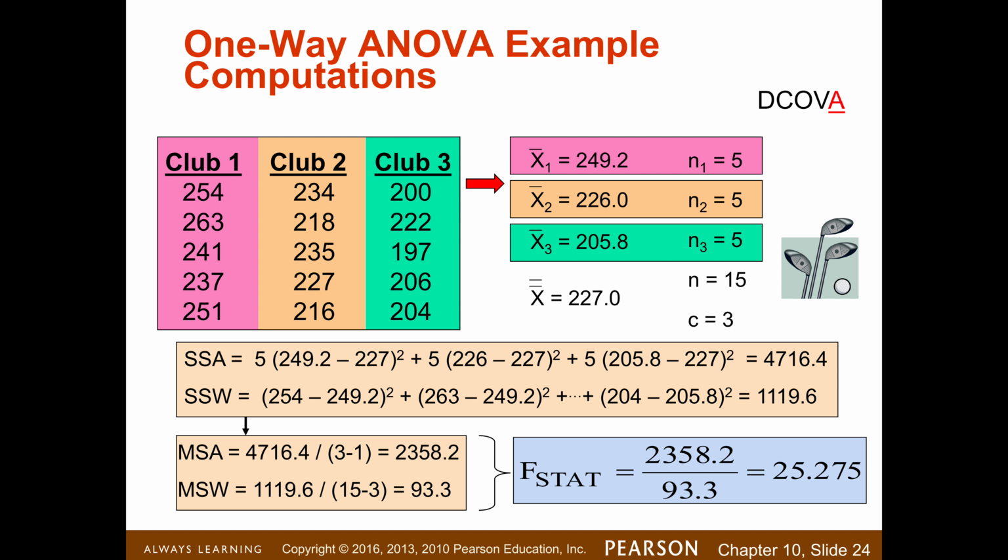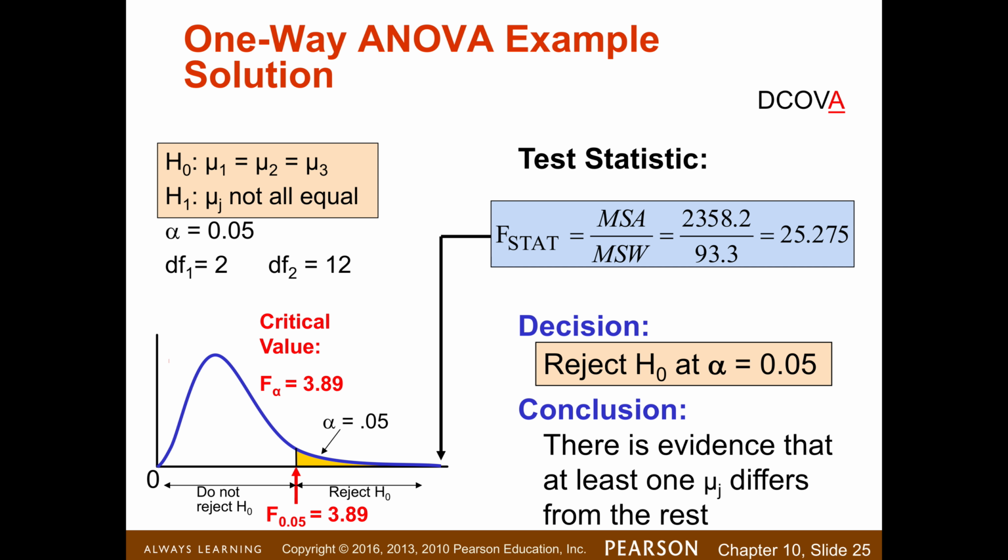But anyway, they've calculated the sum of squares for both sources of variation. They've come up with the mean squares by taking the sum of squares divided by the degrees of freedom, and they came up with the F statistic of 25.275. Now, the F critical is 3.89 with degrees of freedom 2 and 12. Again, I'll show you how to calculate that in the next video. So our F statistic falls in the rejection region. So we reject H sub O at alpha equal 0.05, and we conclude that there is evidence that at least one of the means is different from the rest.